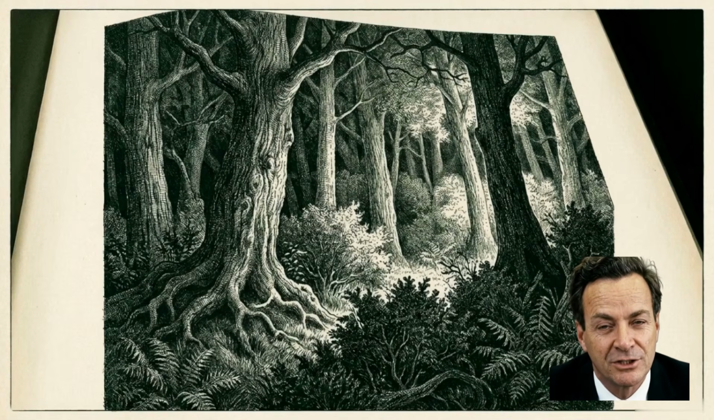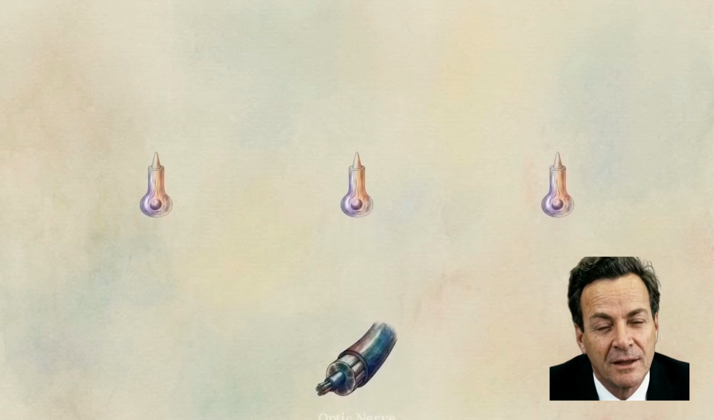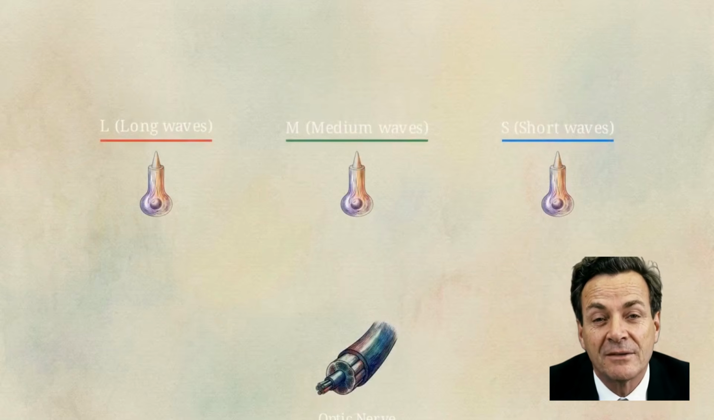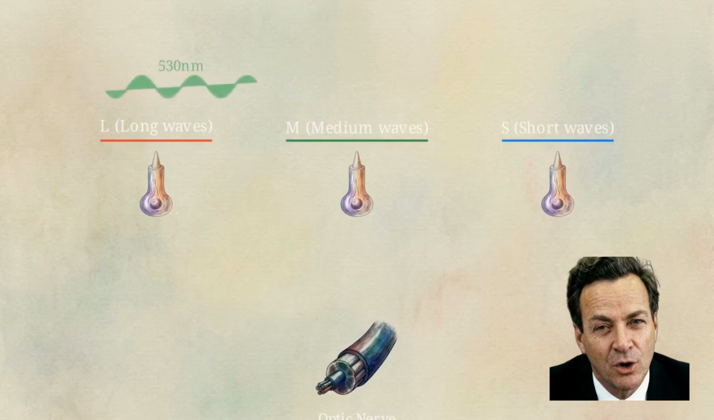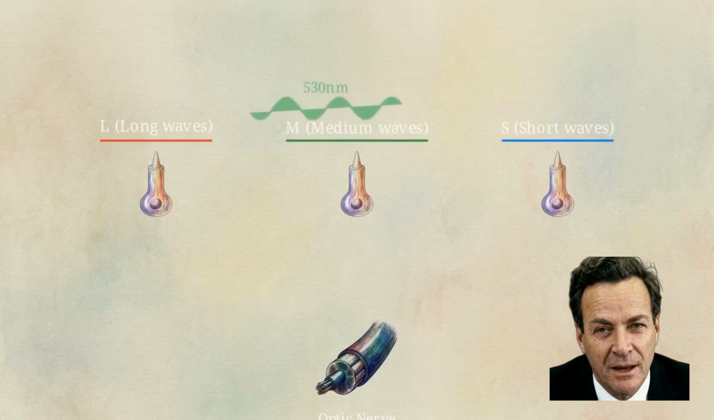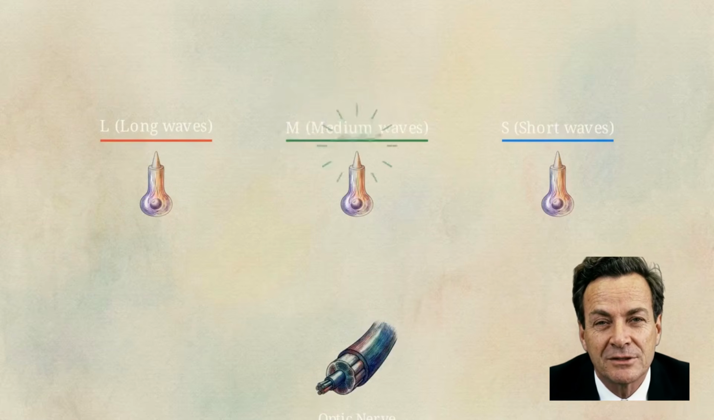This is the foundation of the Young-Helmholtz theory of color vision, which Feynman details. The L cones. These antennas are physically tuned to vibrate when hit by long waves, around 700 nanometers. The M cones. These vibrate when hit by medium waves, around 530 nanometers. The S cones. These vibrate when hit by short waves, around 420 nanometers.